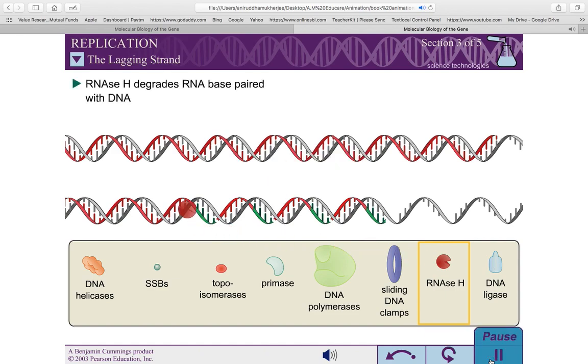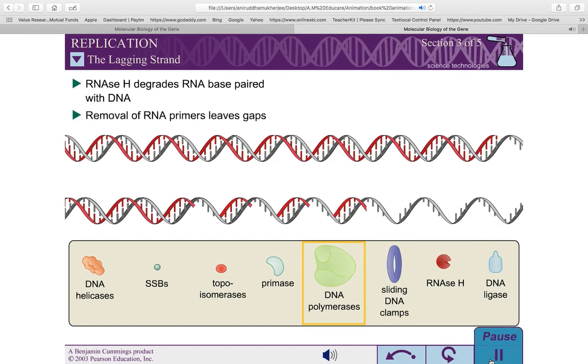To complete DNA replication, the RNA primers must be removed. RNase H specifically degrades RNA that is base paired with DNA. The H stands for hybrid, as in RNA-DNA hybrid. The single ribonucleotide directly linked to the DNA is removed by a separate exonuclease, which varies between eukaryotes and prokaryotes.